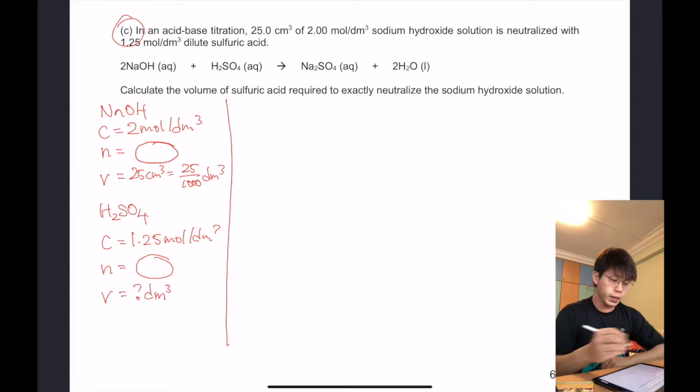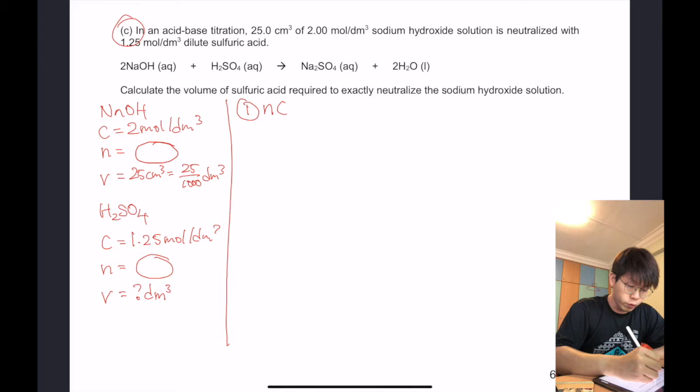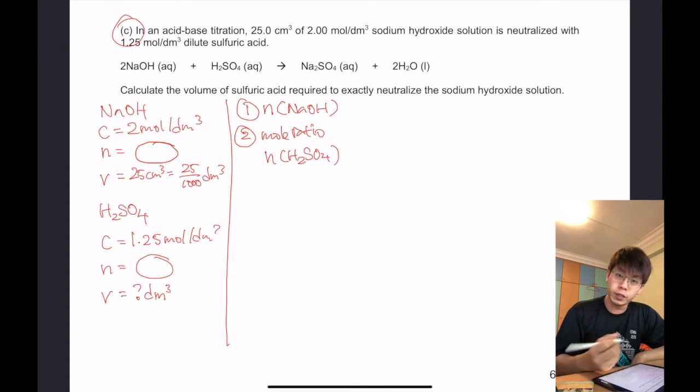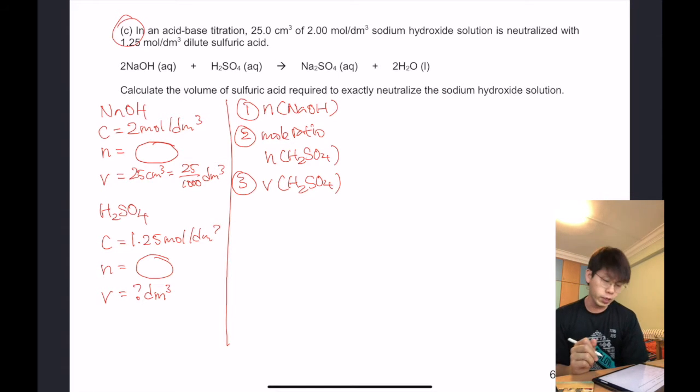Alright, so step 1, summarize my strategy. I'm going to find the number of moles of sodium hydroxide. After that, I am going to use the mole ratio. This is my strategy to find the number of moles of H2SO4. And after that, using the equation, I'm going to find the volume of H2SO4. That's my strategy. Alright, so here we go.